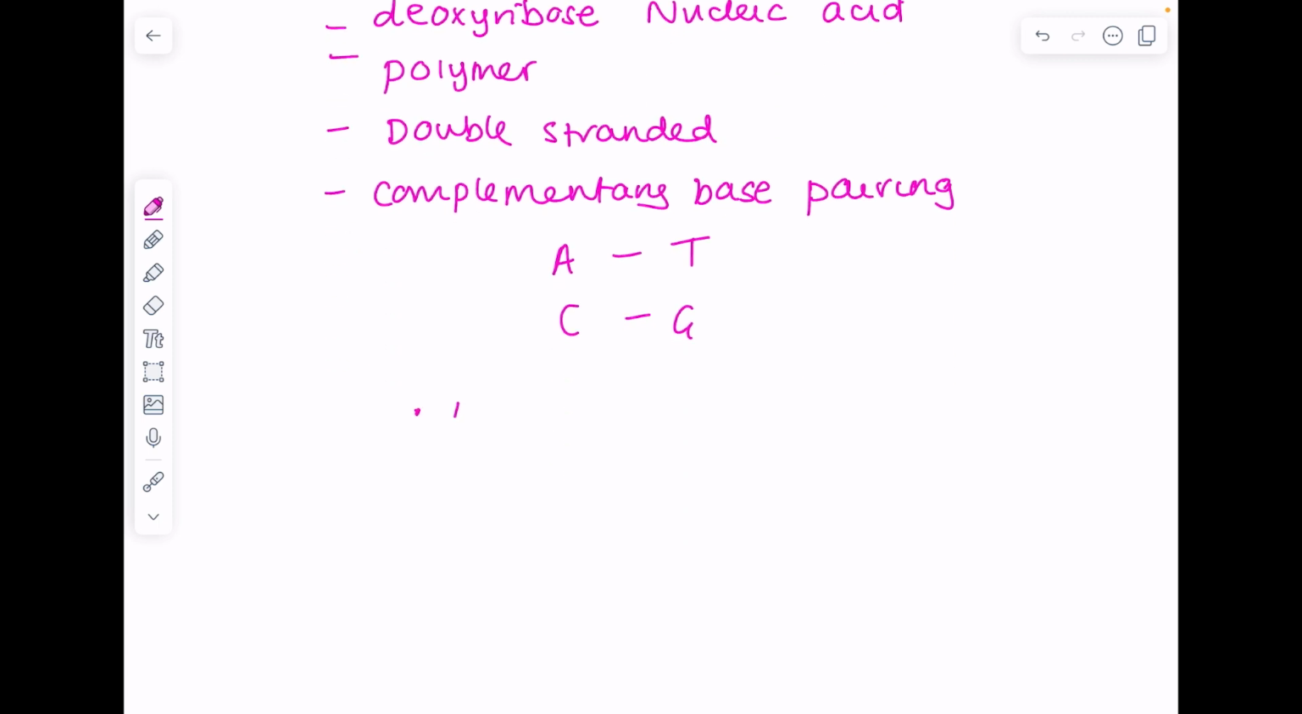Remember, the A stands for adenine, C stands for cytosine, G is guanine, T is thymine.